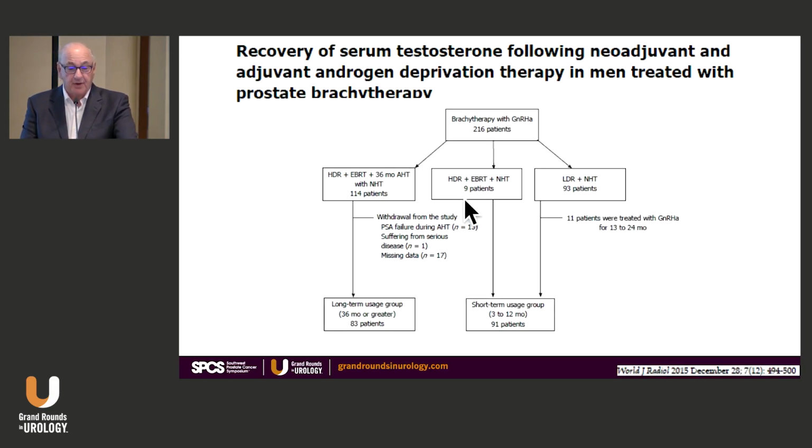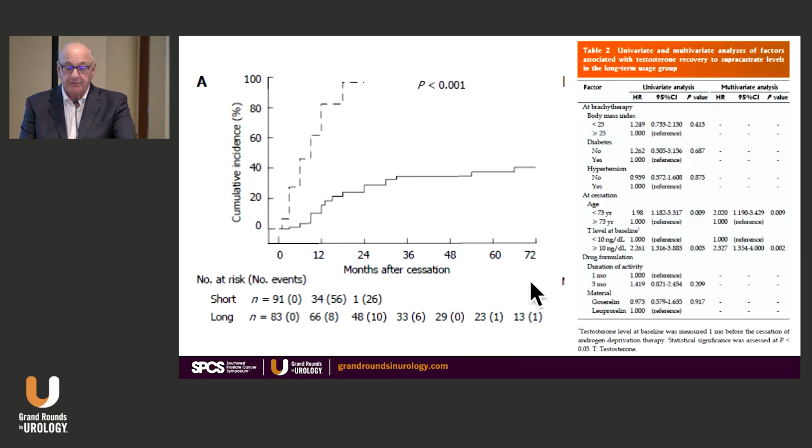Here's a study that looked at neoadjuvant deprivation in men treated with brachytherapy, and they subdivided the men into 36 months or longer versus 3 to 12 months, so 2 groups, and they saw how they did in terms of recovery. And what they found in this study was, here's the multivariate, the age again significant, and the testosterone level at baseline significant. So here's another variable.